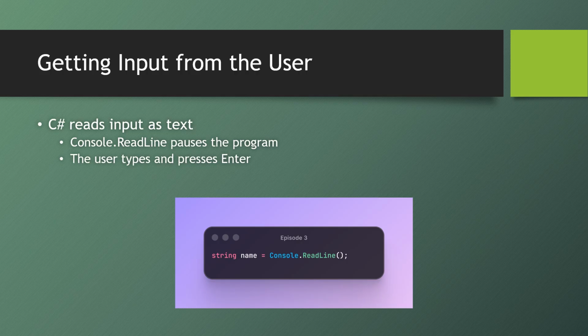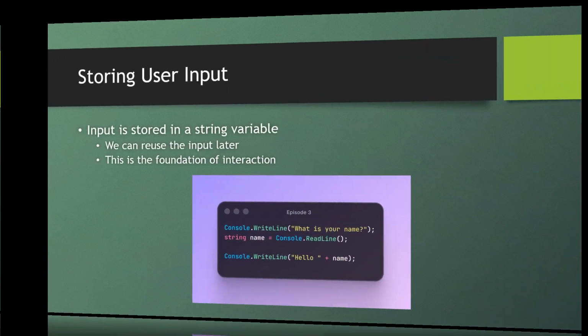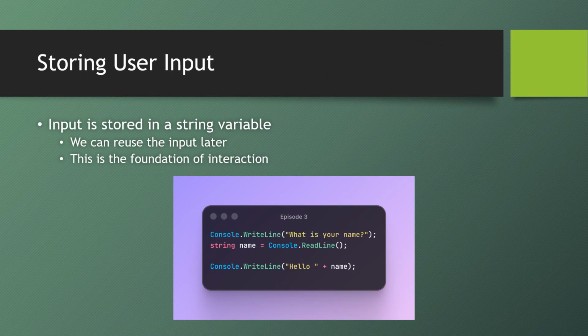Storing user input. The value returned by Console.ReadLine is stored in a variable. That variable is usually a string. Once stored, we can reuse the input later in the program. This is the foundation of interactive software.